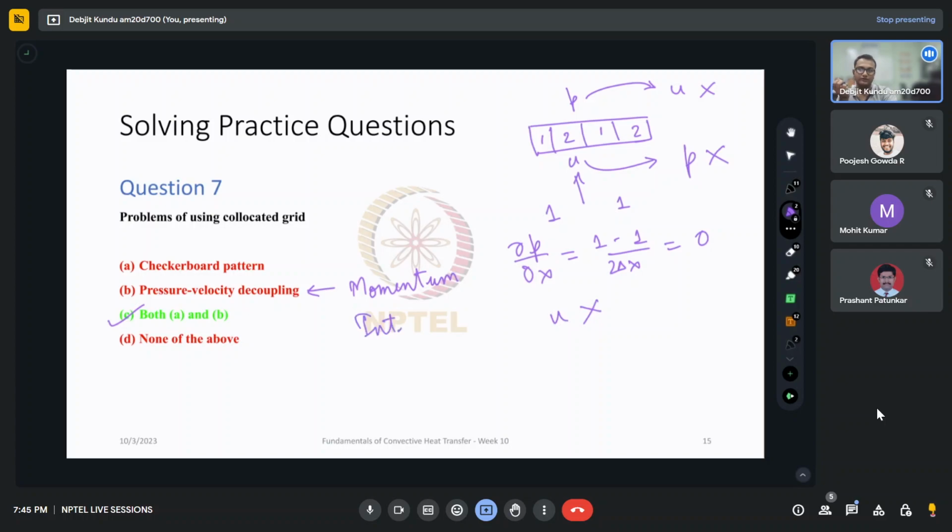But anyway, the scheme itself of using a collocated grid leads to very weak pressure velocity coupling. That's why staggered grids are used more frequently. So these are the two problems of using a collocated grid, and that's why a staggered grid is preferred.